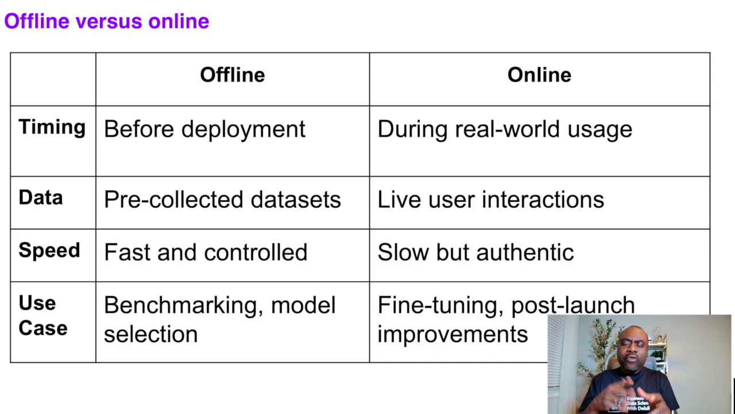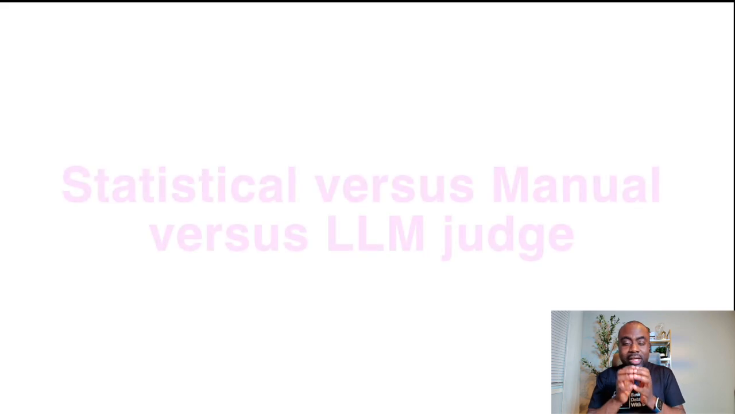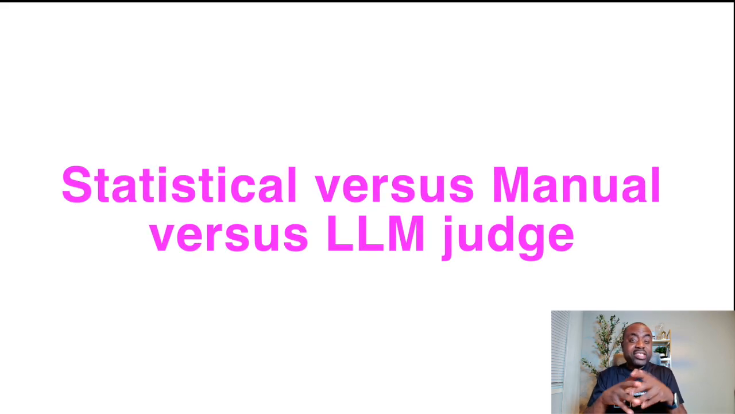Offline uses benchmarks for this type of work, whereas online is mostly used for fine-tuning. So this is one of the lenses through which you can evaluate a large language model. Another lens through which you can evaluate a large language model is statistical versus manual versus LLM-as-a-Judge.